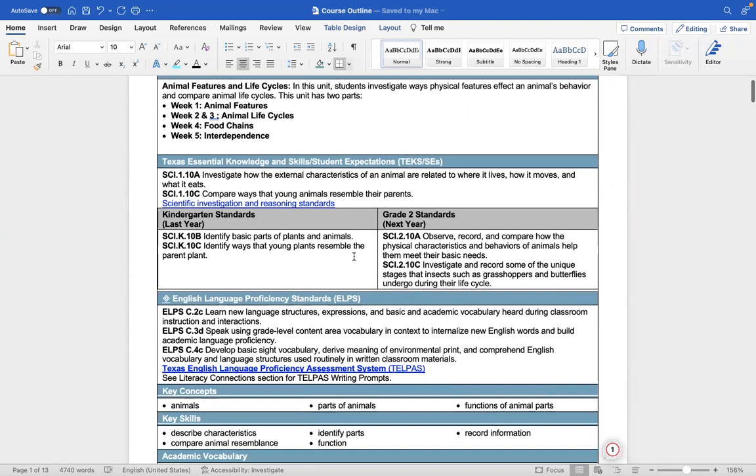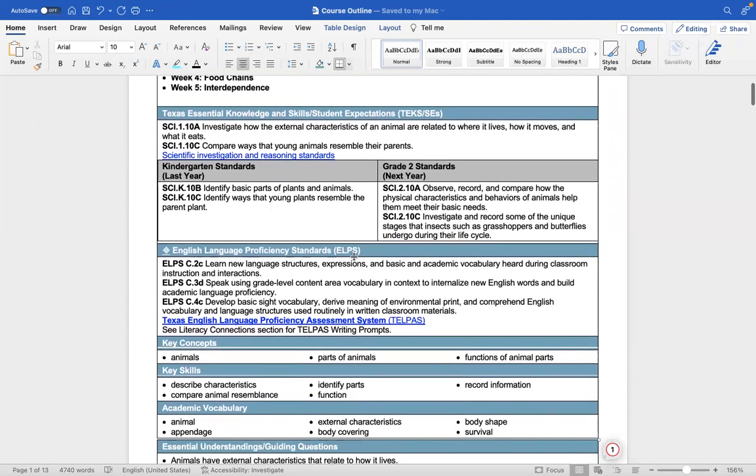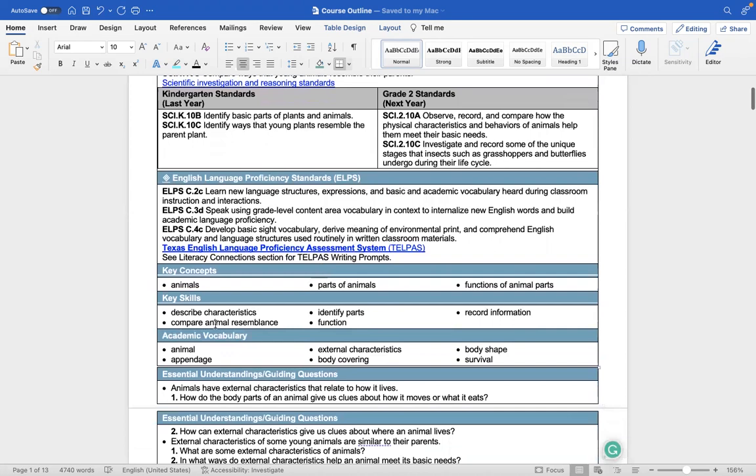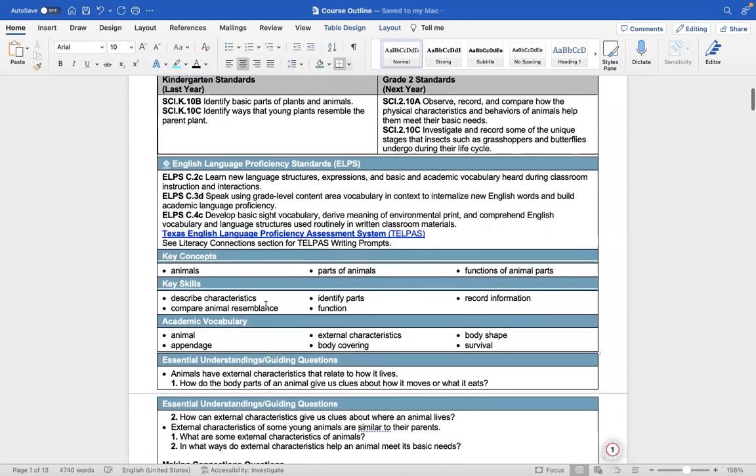There are the ELPs that are being utilized, or that we should utilize, in order for our emergent bilinguals to receive all the accommodations that they need. It gives us some key skills and vocabulary that should be embedded into the lesson.